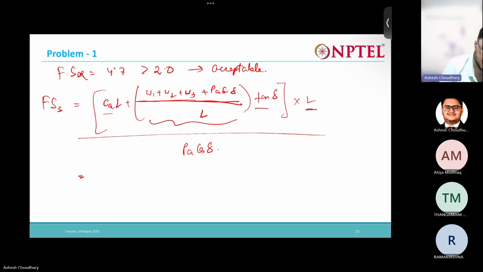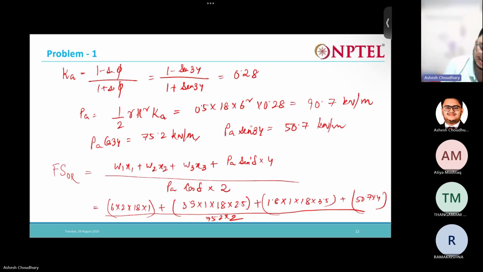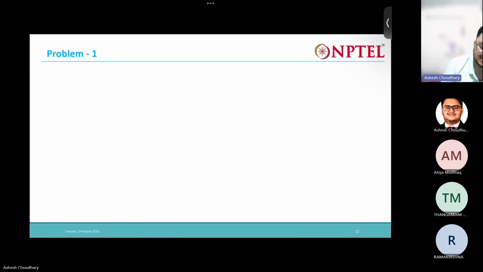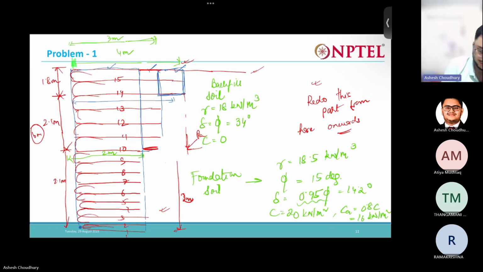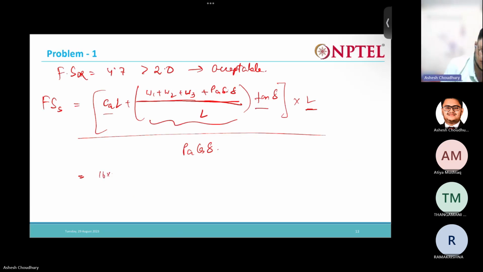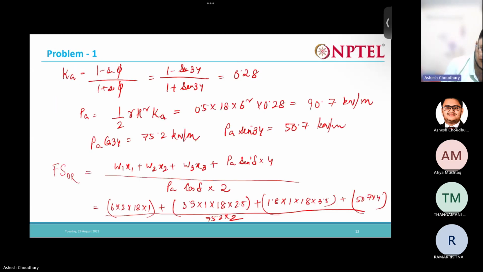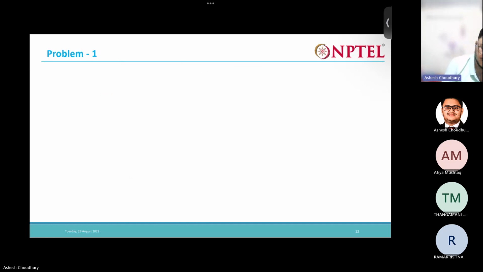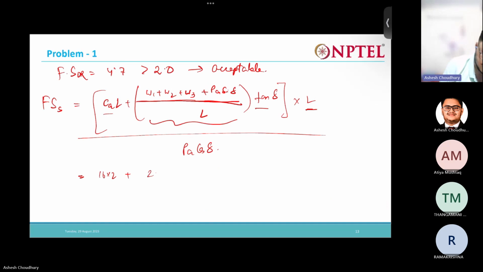Now CA into L: what is CA? 16. What is L? L is the length in contact with the base, that is 2 meters, from here to here. So CA 16 into 2, plus W1, which is 6 into 2 into 18, W2 is 3.9 into 1 into 18, W3 is 1.88 into 1 into 18. I will just write this down.